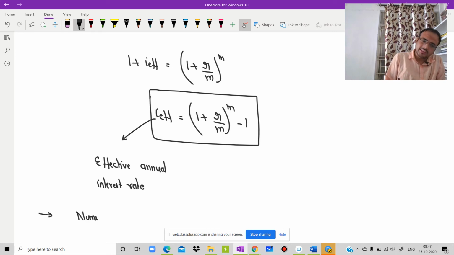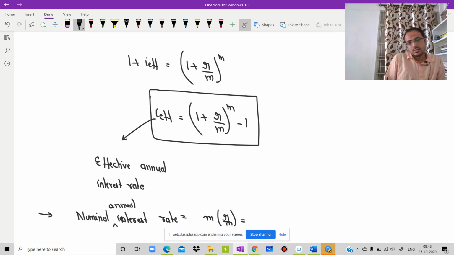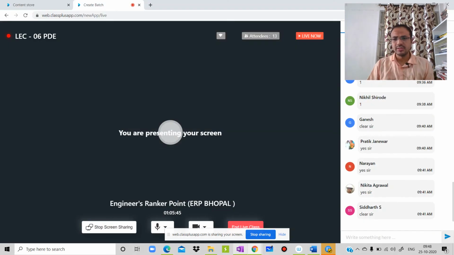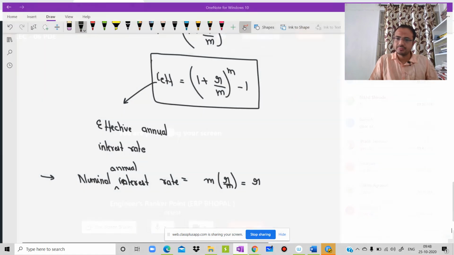And the nominal annual interest rate is given by m times r/m, which is equal to r. I hope now it should be clear to each and every student. Is it clear in which manner we derived this formula of i effective?